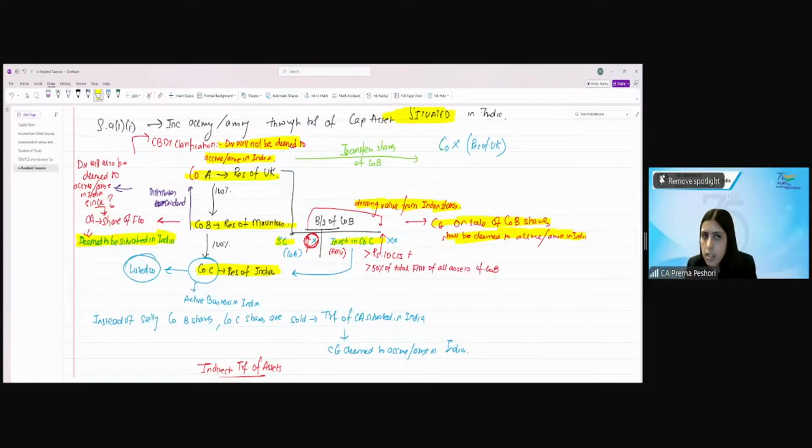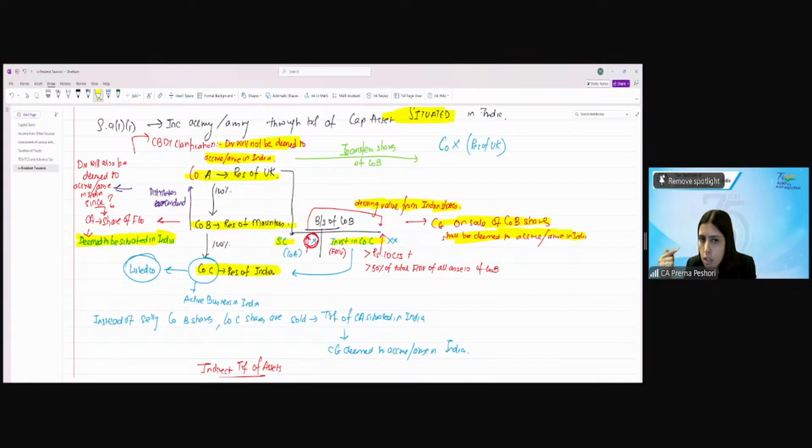But the Indian government says, no, we will not let this happen. Since company B's shares are deriving the value from the Indian asset, the shares of company B will be deemed to be situated in India. How come? See, if the business in India grows, what will happen? The value of the shares will grow. Performing well, its business is growing. What do you see in the stock market? Shares of Reliance go up. Yes or no?